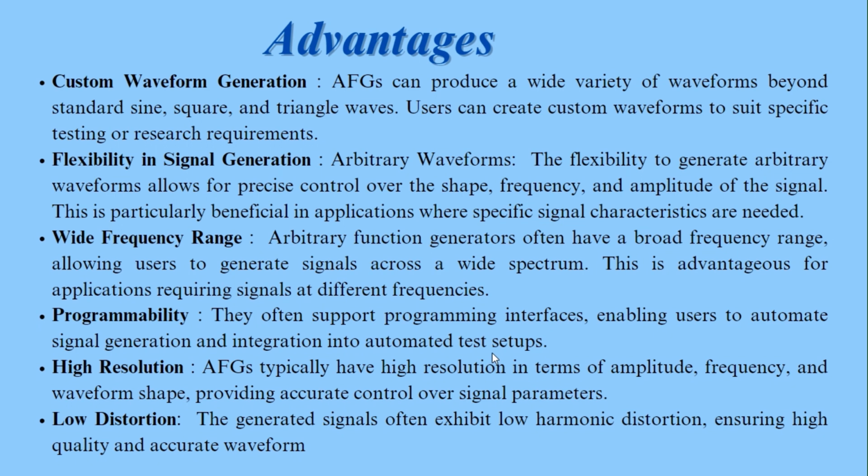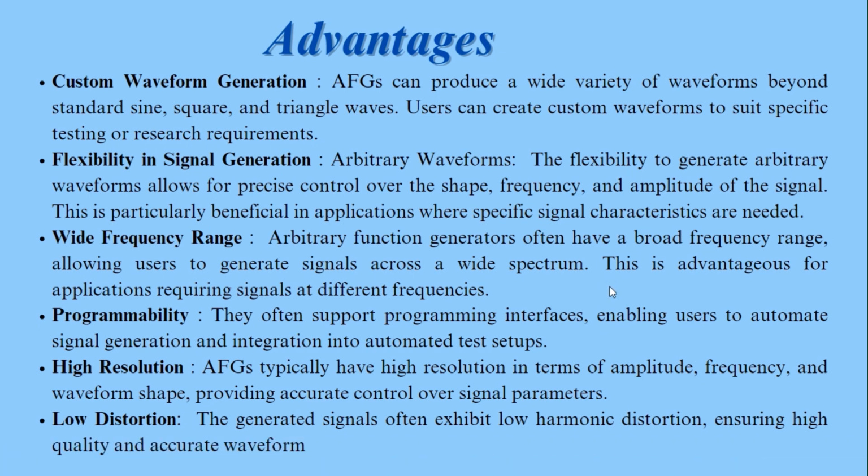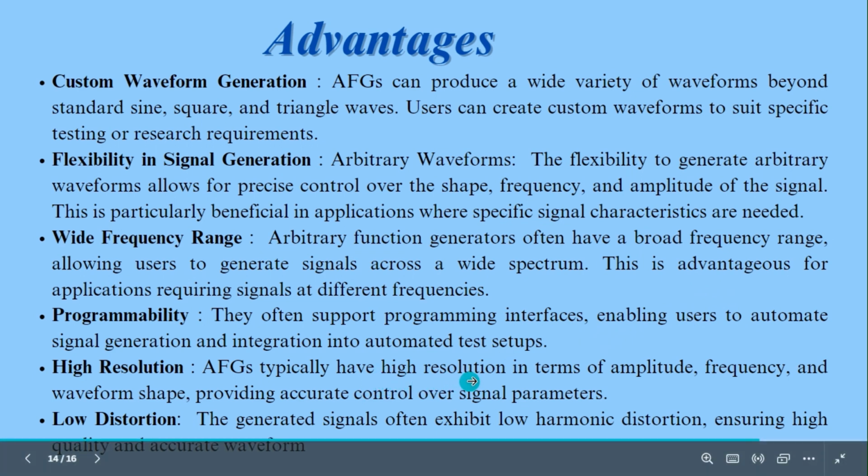Arbitrary function generators often have a broad frequency range, allowing users to generate signals across a wide spectrum. This is advantageous for applications that require signals at different frequencies. Programmability. They often support programming interfaces, enabling users to automate signal generation and integrate into automated test setups. High resolution. AFGs typically have high resolution in terms of amplitude, frequencies, and waveforms, providing accurate control over signal parameters. Low distortion. The generated signals often exhibit low harmonic distortion, ensuring high quality and accurate waveforms.